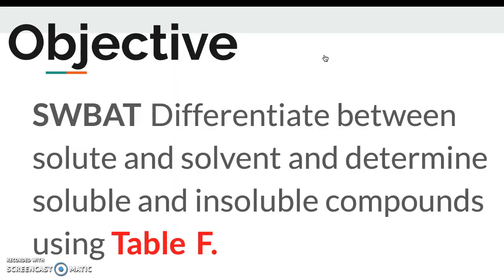Today's objective is students will be able to differentiate between solute and solvent and determine soluble and insoluble compounds using Table F. So we have different definitions that we will be learning about today, and you will be able to differentiate between what is a solute and a solvent and what is a soluble and insoluble compound. I will also be introducing Table F, which is on your reference table. If you do not have that out, you should take it out as soon as possible.